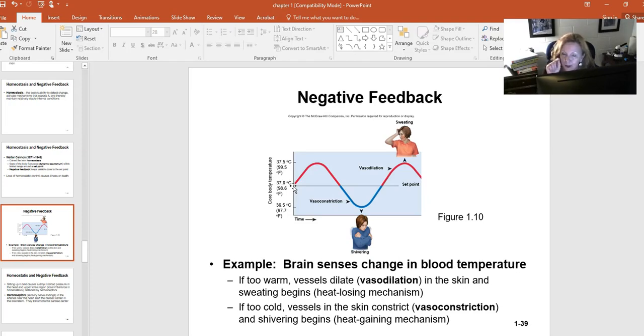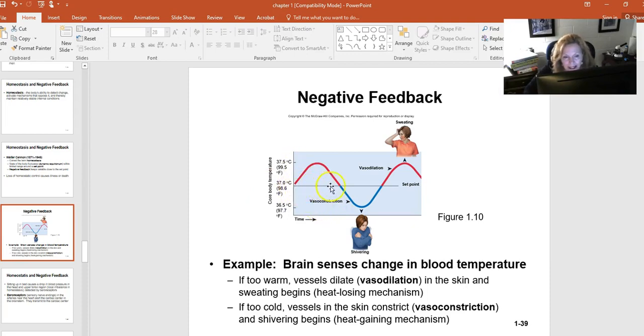Now I'm going to give you an example of just this one because it's the one that your textbook gives you, but then I'm going to give you a quick example of another. So you, though, will know that this is happening. Your body is doing this for thousands of things at any given moment in time. So let's just look at temperature.